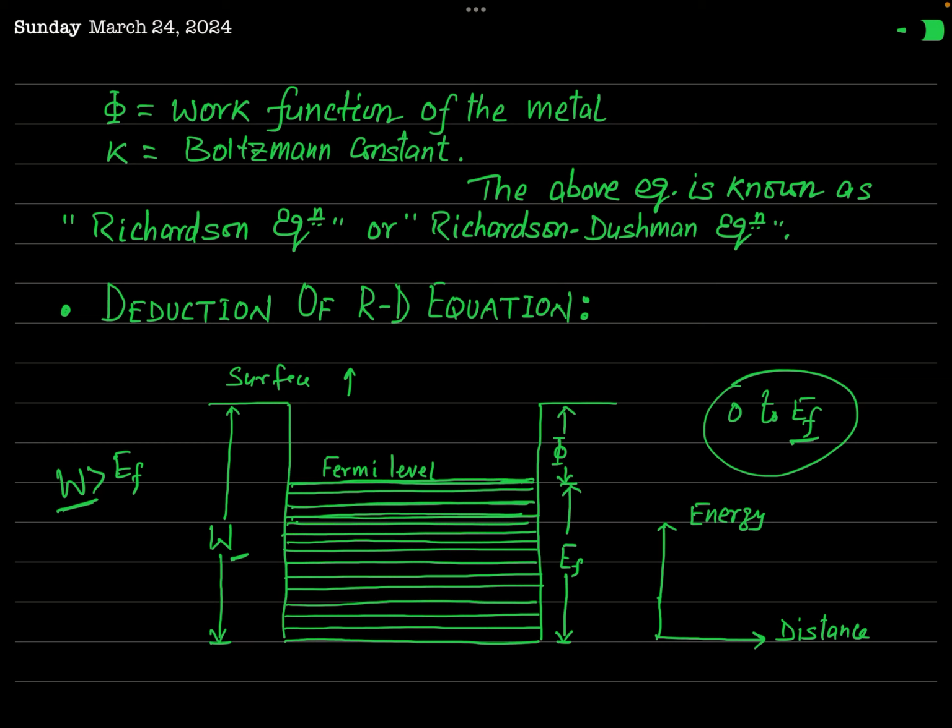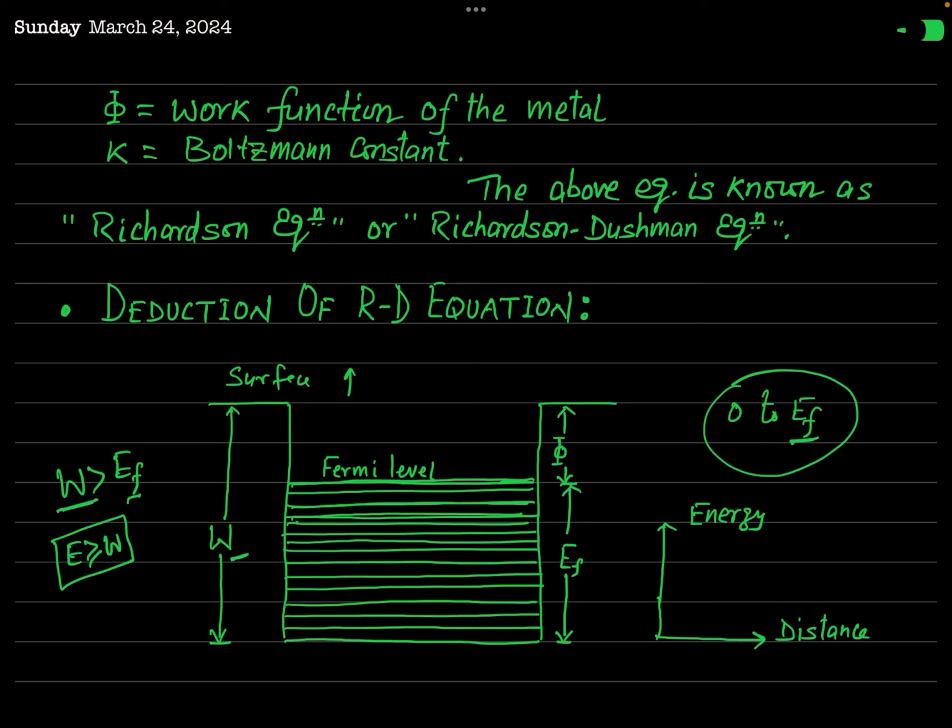It means if the energy of the electron E is greater than or equal to W, only then it can escape through the metallic surface. But you can see the highest energy of an electron at 0 Kelvin temperature is EF, and this EF is less than W. So the electron cannot escape through the metallic surface at 0 Kelvin temperature.